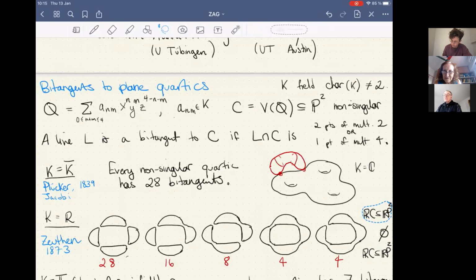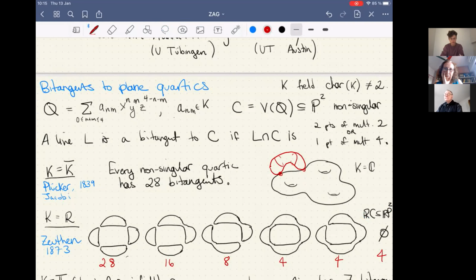And lastly, there's another topological type of real curve, which is just the empty set. So you can have no real solutions to your equation. So this is not a picture of a curve, that's the empty set. And there, even though we have no real points, there are still real bitangents. By a real bitangent, I mean a real line that is tangent to the curve in 2 points, but those 2 points might not be real points. So here we have lines that are bitangent at complex conjugate points, and we have exactly 4 of them.